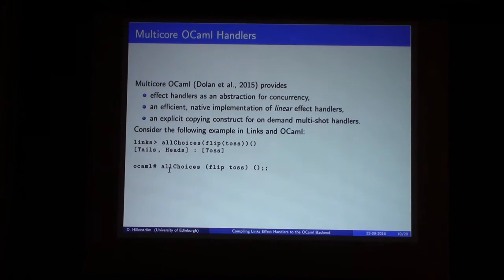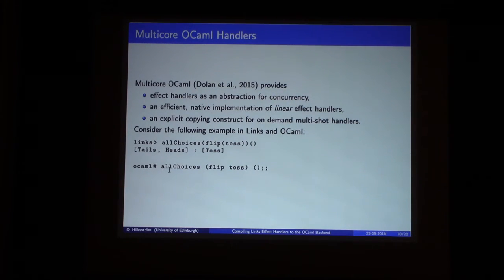Right, so a little bit about multi-core OCaml here, which I think is important. Originally, they added the effect handlers to OCaml as an abstraction for concurrency, and in particular they provide an efficient implementation of linear handlers. And then the question is, how do we do multi-shot handlers, since Links has these? Well, they have an explicit copying construct for these, so on demand you can clone your continuation. So for instance, here is the example again with all choices flip toss in Links. It gives us the tails, heads.